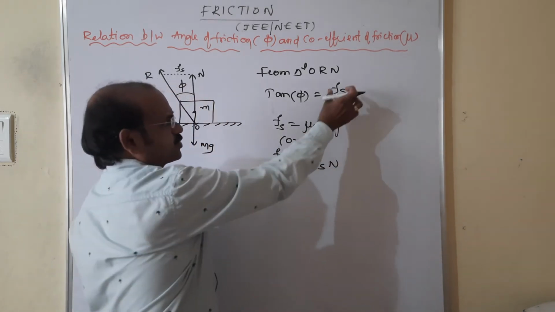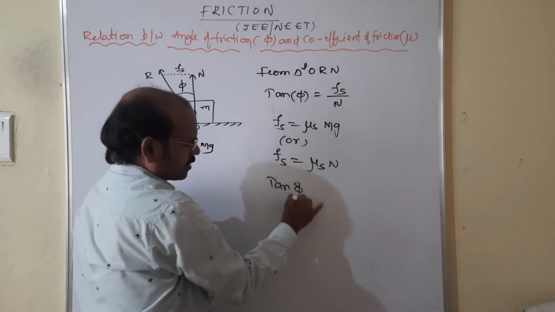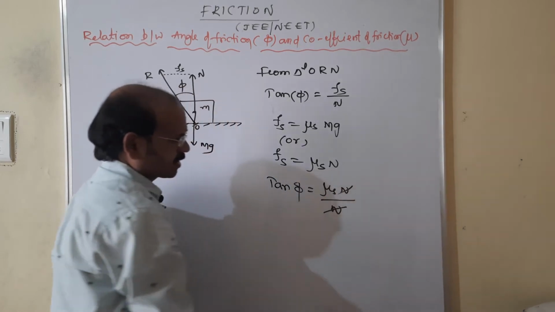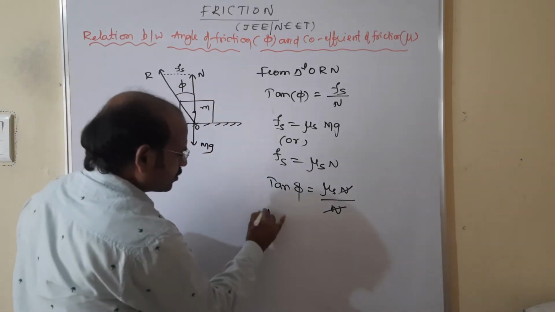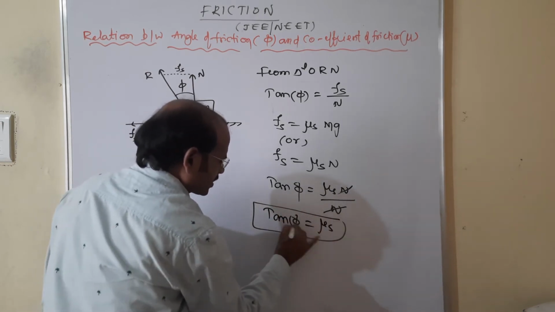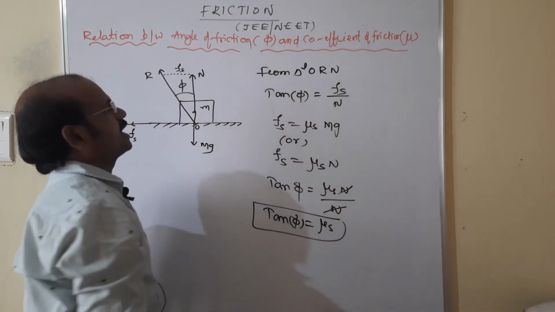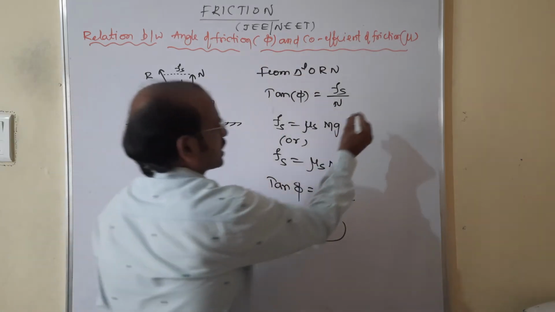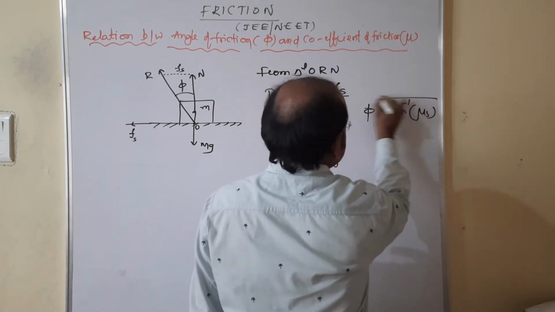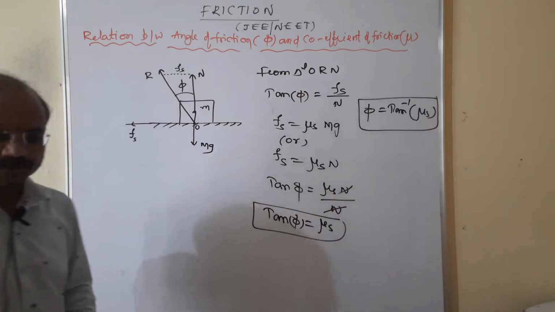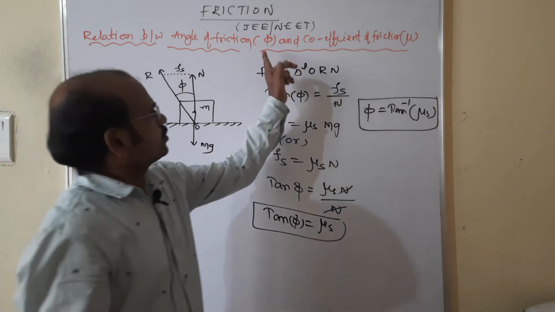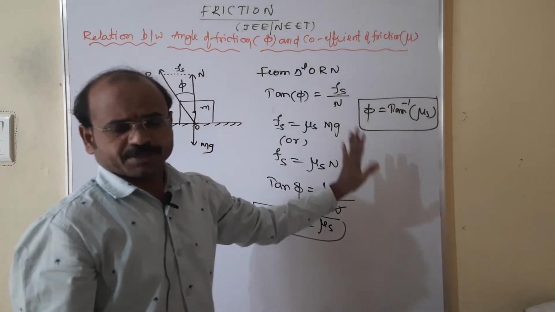Fine. Now substitute this here, then tan phi is equal to mu s capital N by capital N. Capital N is cancelled. Therefore tan phi is equal to mu s. This is the relation between the frictional force, the coefficient of friction, and the angle of friction. And from here we can also write phi is equal to tan inverse of mu s. Clear now? This is the relation between the coefficient of friction and the angle of friction.